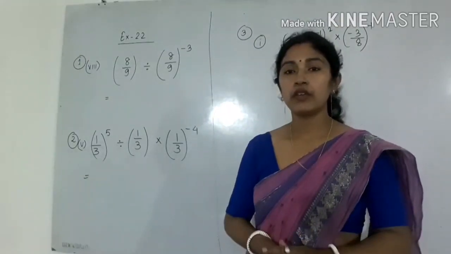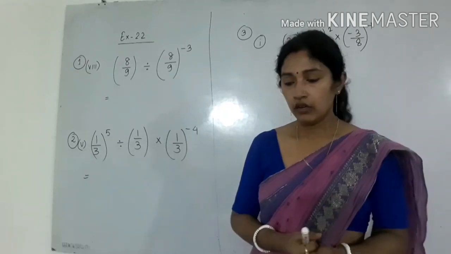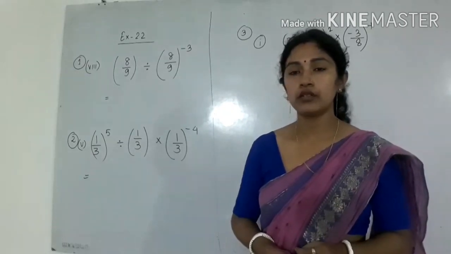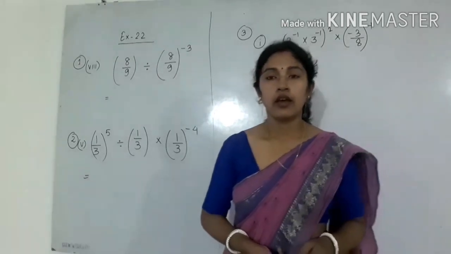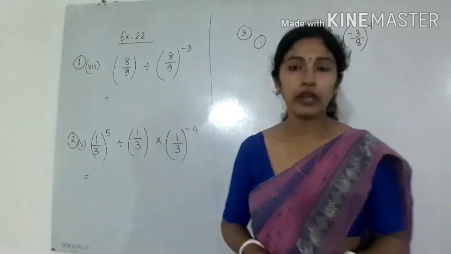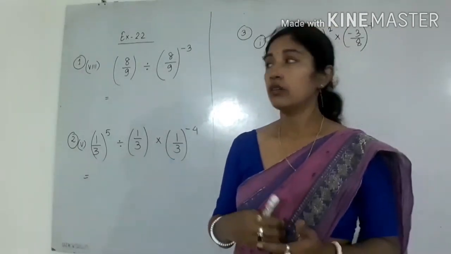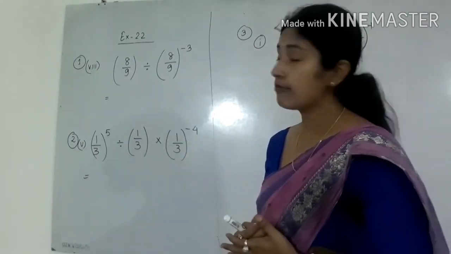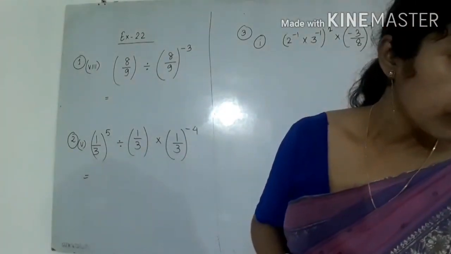So in my previous lecture I have already discussed the laws of exponents in case of rational numbers. So in this class I am going to discuss exercise 2.2. I have taken randomly question number 1, I have taken number 8. See what is given in number 8.